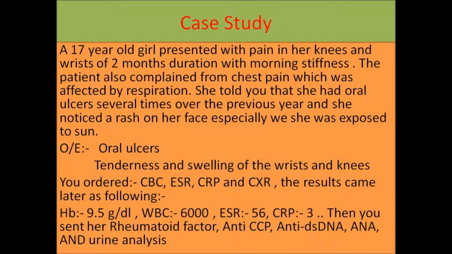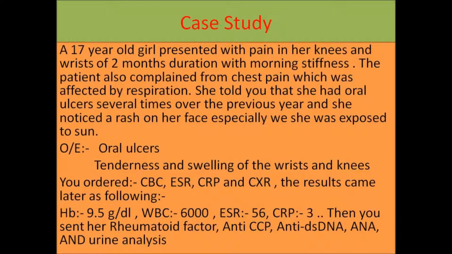Here we have a 17-year-old girl presented with pain in her knees and wrists, with morning stiffness. The patient also complained of chest pain, which was affected by respiration. She told you that she had oral ulcers several times over the previous year, and she noticed a rash on her face, especially when she was exposed to sunlight.